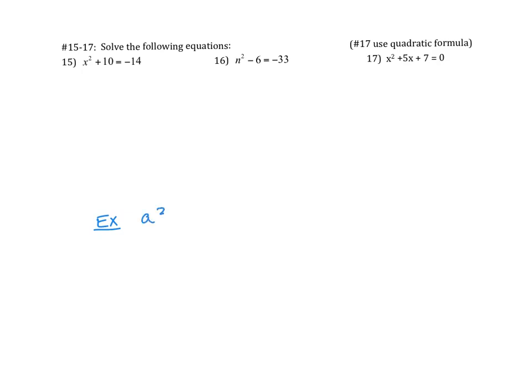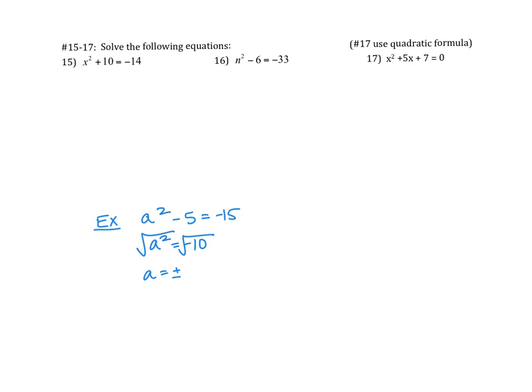So for example, to help you with 15 and 16, a similar example would be, let's say, a squared minus 5 equals negative 15. This is a situation where I'd want to isolate my a squared term so that I could solve for it. I'm going to add 5 to both sides and end up with a squared equals negative 10. Now I take the square root and I find that I have the square root of a negative number. So remember, when you're solving quadratic equations, you want both the positive and the negative root. So we have our plus or minus in front.